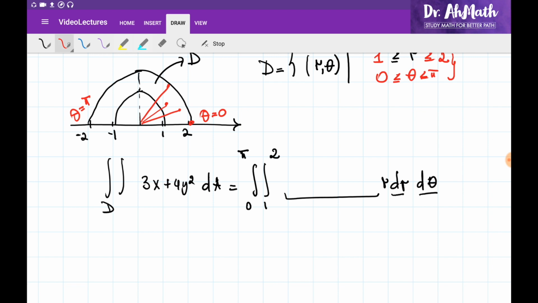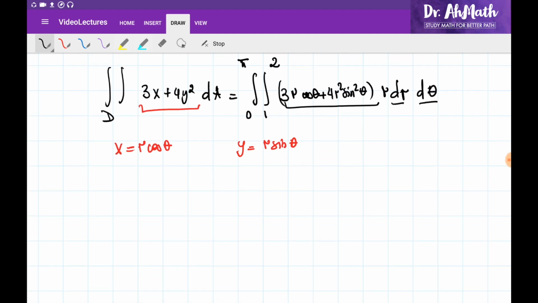So let us rewrite this function in polar coordinates. In order to do this, we need to substitute x with r cosine of theta, and y with r sine of theta. These are the formulas of the transformation of the coordinate system. So I would write here 3r cosine of theta plus 4r squared sine squared of theta, multiplied by r, and we need to integrate this with respect to r first.